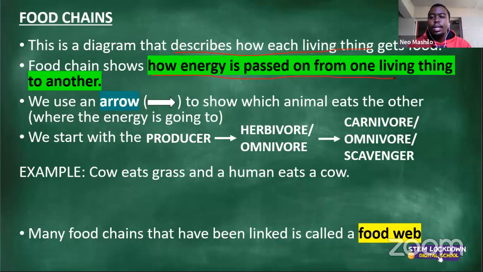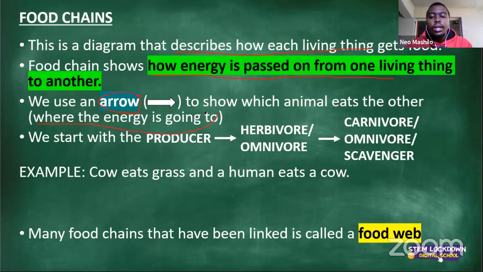A food chain shows us the movement of energy from one thing to the next, to the next, to the next. Remember, we are focusing on how energy is moved throughout the process from one living thing to the next. To draw a proper food chain, you need to use an arrow. Between each organism you must put an arrow to show which animal eats the other, or to show where the energy is going.